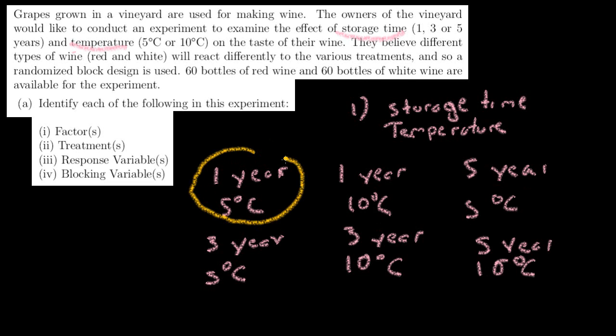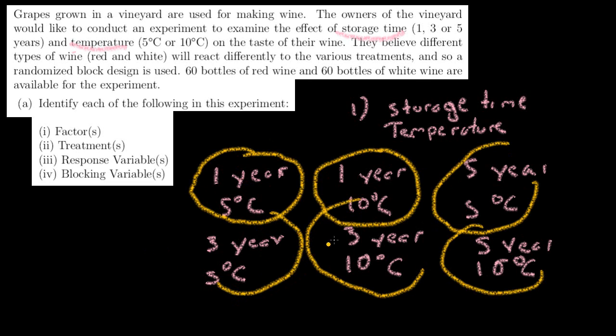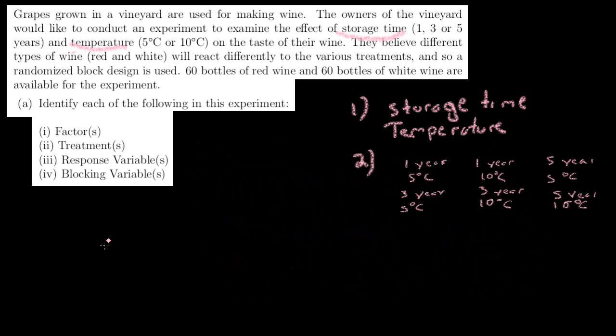We have 1 year and 5 degrees Celsius as one treatment, or we can have 1 year 10, 5 years 5, 5 years 10, 3 years and 10 degrees Celsius, 3 years and 5 degrees Celsius, and so forth. Therefore, this would be the answer to question 2. We have 6 treatments in total. Moving on to question 3 then, what are the response variables?